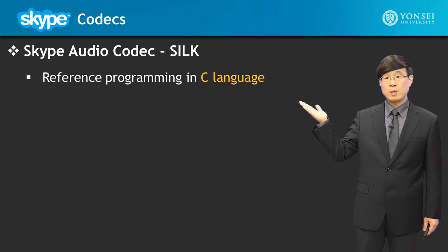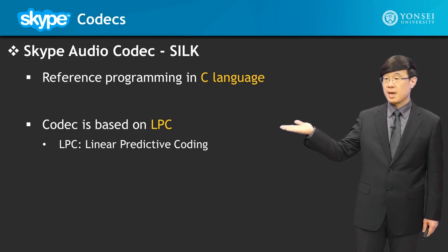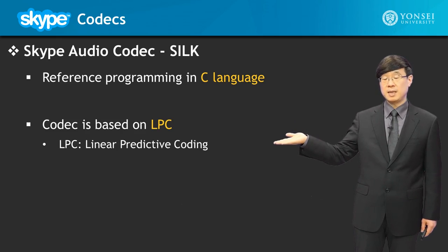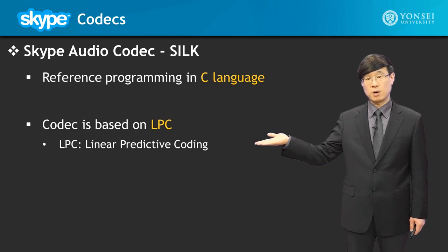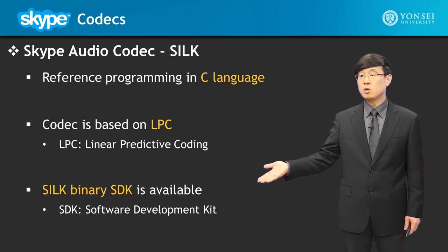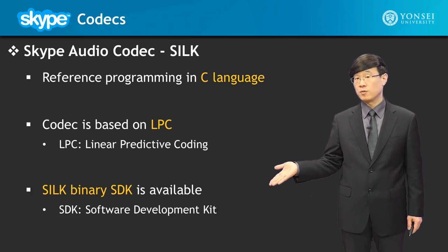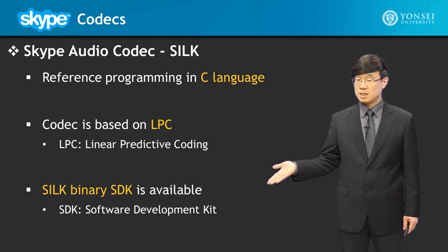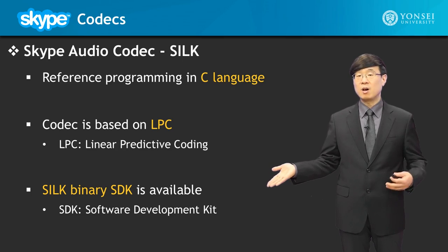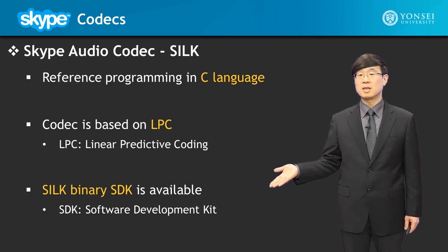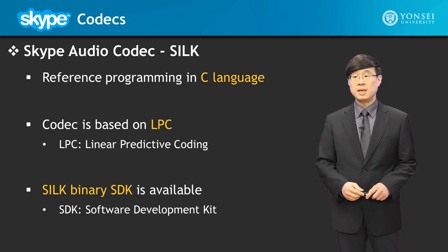The reference programming was based on C programming, and the codec is based on LPC, which is linear predictive coding. Silk binary SDK is available, and the SDK stands for the Software Development Kit. So you can see that development of various new technologies can be enabled through the SDK.